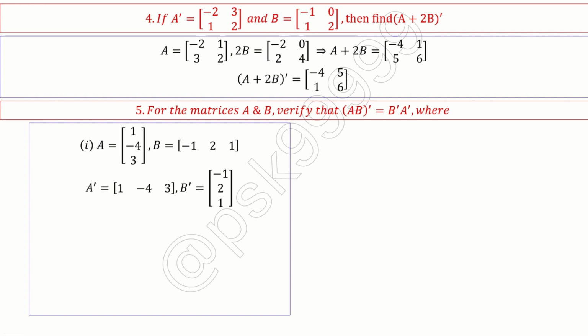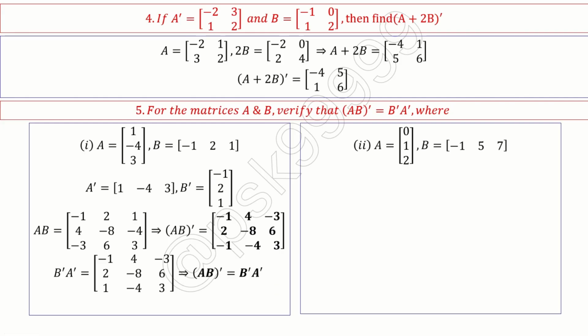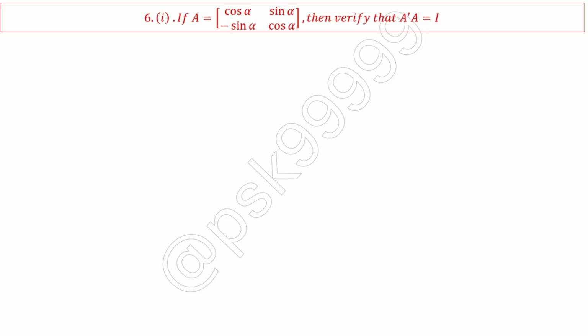First AB. A' is this one, correct? B' is this one. Now AB is this matrix, 3 by 3. (AB)' is the transpose of AB, which is here. Now B'A' is again the same thing you will get. You do it yourself, you'll get the same value. So (AB)' = B'A'. Next. Same way you will do the other problems also. Do it carefully. With a 3 by 3 matrix, you will have so many multiplications and additions, so do them carefully.